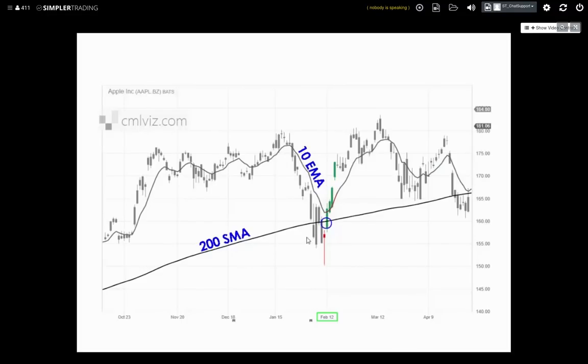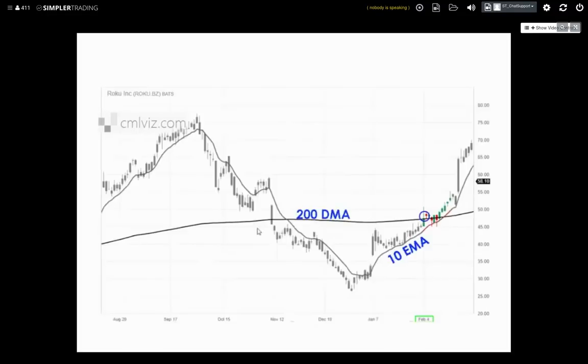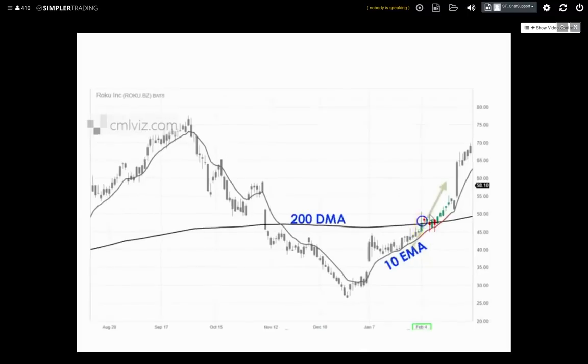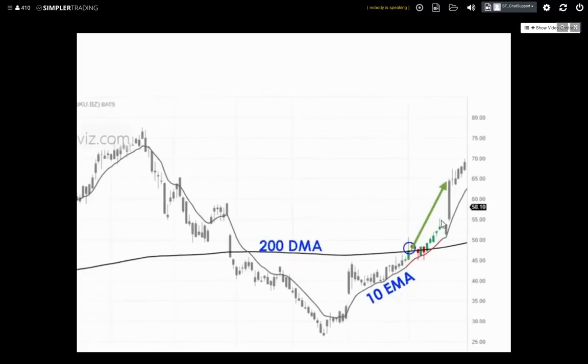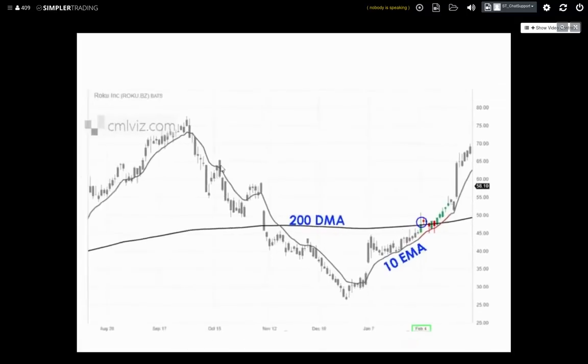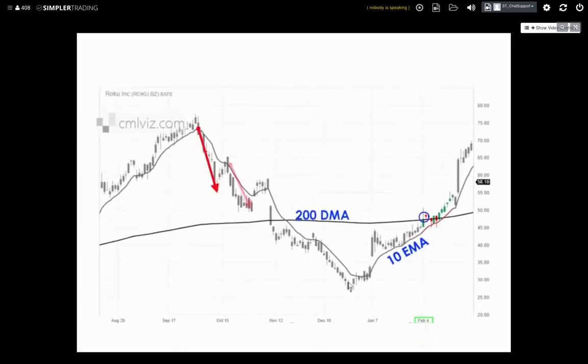We can do a similar look with Roku. Again, the 200-day moving average is right here. The 10-day moving average is right here. The stock price was above the 10-day moving average already. But the day it crossed above the 200-day moving average was February 4th, 2019. And for the next 10 days, the stock ripped. And again, hindsight makes it easy. We can see the stock collapsing in the end of 2019. And you think, oh, well, this would have been the ideal time to buy the dip.